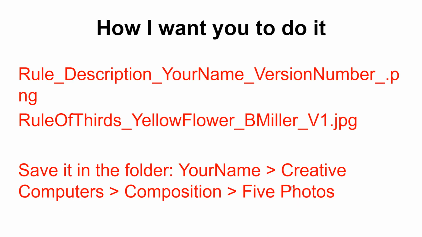All right. So here's how I want you to do it. When we're done here, you're going to go out and take 5 pictures. You're going to put the rule you're following, a short description, your name, and the version number, and then it should either be a JPEG or a PNG. Whatever the camera takes is going to be fine. And you're going to make a folder called Creative Computers, Composition, 5 Photos, and you're going to save all your photos in there using this naming format.